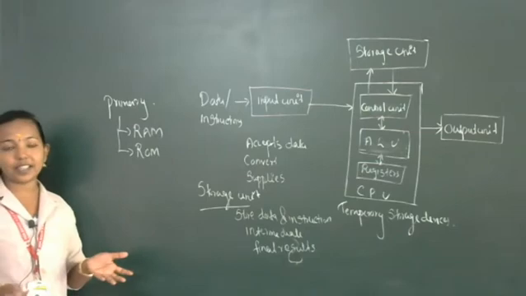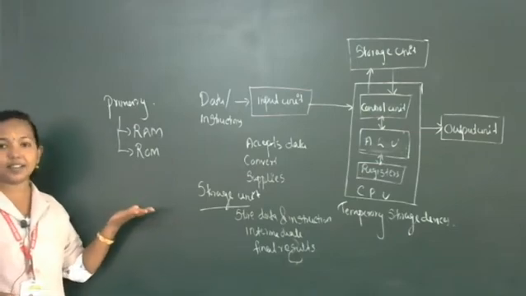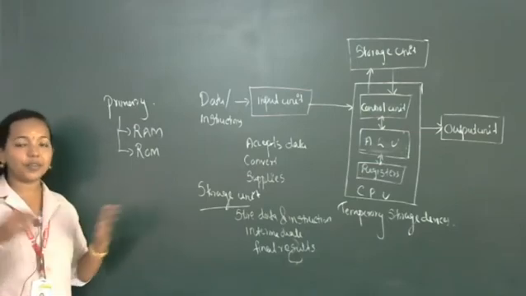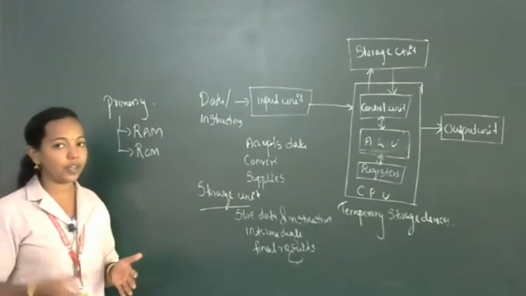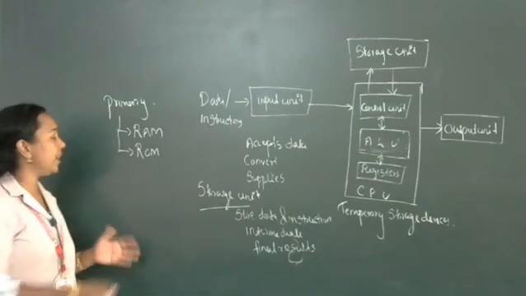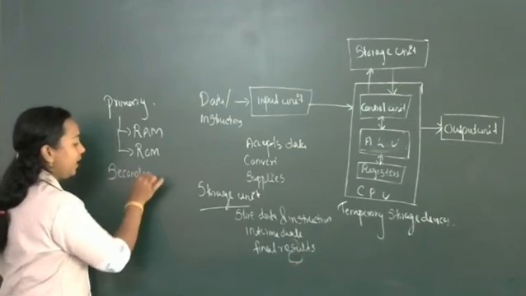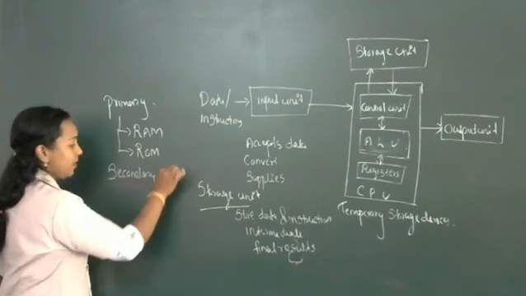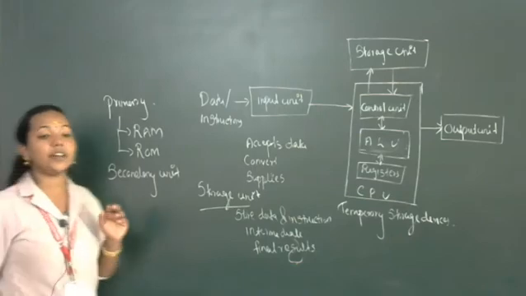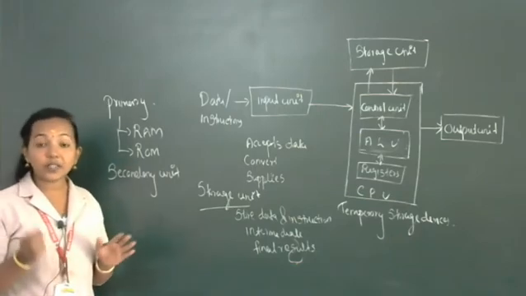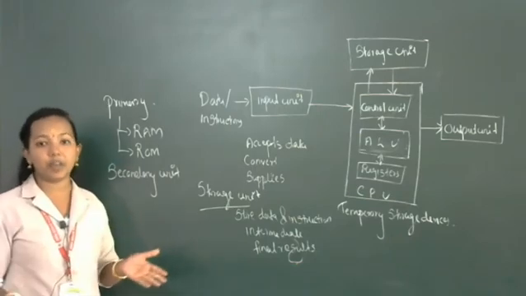Okay, that we will discuss later. What are the specialities of RAM and ROM? We will discuss memory units in detail in the coming sections. Then the second category is secondary memory. Secondary memory means we can separate this memory from the computer.